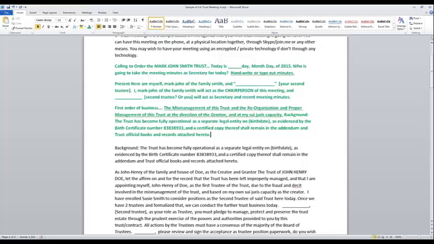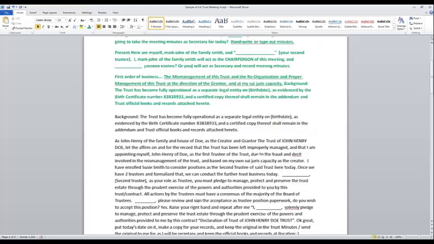But you know what? The government's running this show. It's being mismanaged, and since it's me that created it, we all know that from common sense. It was my foot put on the birth certificate. I mean, we know that. We're having a meeting of the mind. We're both explaining, we're both understanding it. Listen, we're going to change and reorganize this trust due to the mismanagement of the corporation, the federal corporation, mismanaging it. So you're going to say, here's a certified copy which will remain in the addendum and the trust official books and records attached here too.